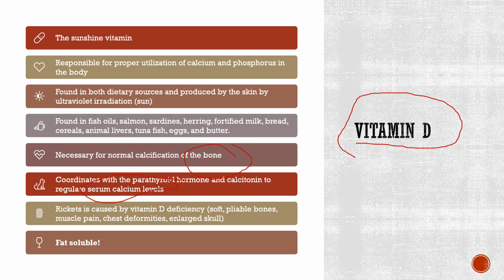Rickets is the main problem caused by a vitamin D deficiency, which manifests as soft, pliable bones, muscle pain, chest deformities, enlarged skull. There's some other things as well. And then it is one that is fat soluble. Again, remember the vitamin D and calcium work hand in hand together. The vitamin D is necessary for calcium absorption. Okay.